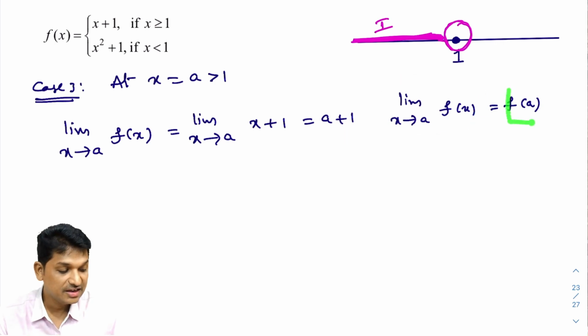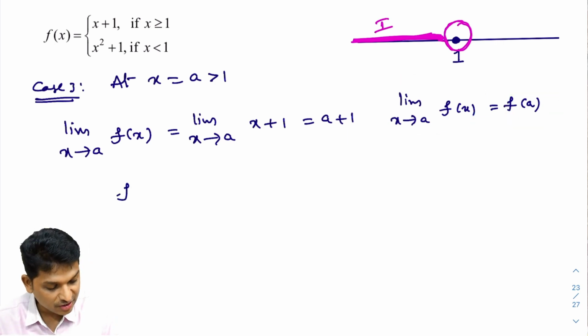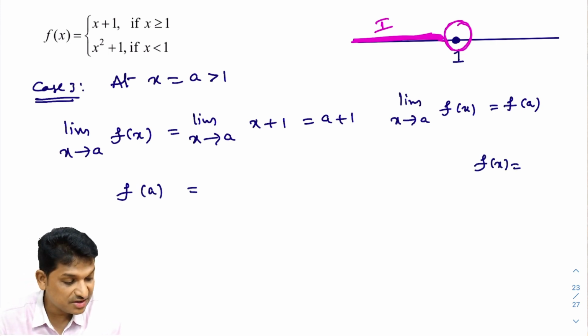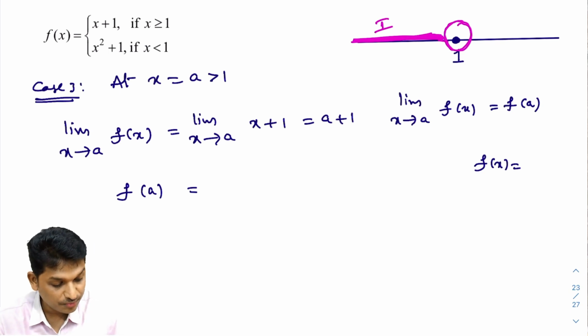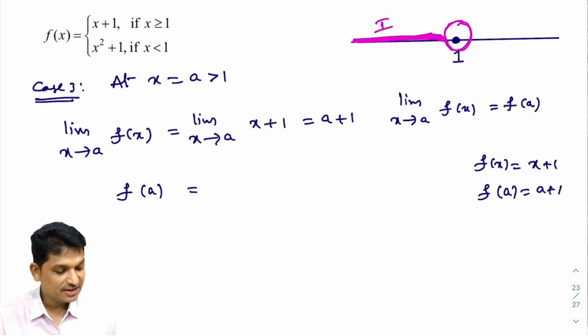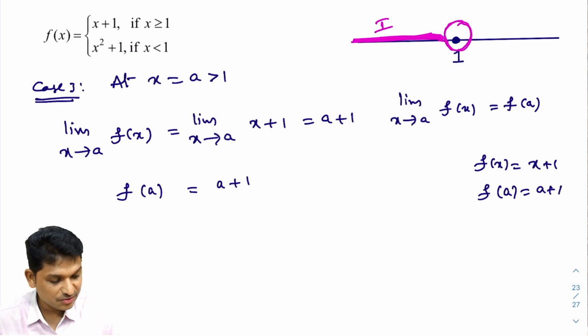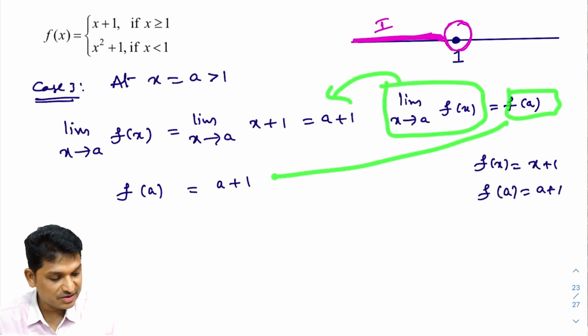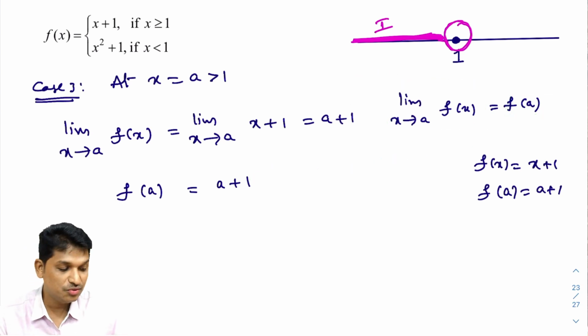Now I'll calculate f of a. To calculate f of a, do not confuse what is function you decide. What is a value? A value is greater than 1, which means we need to choose the first function. So f of x is x plus 1. What is f of a? F of a is a plus 1. I calculated this one, I got a plus 1. That means these two values are equal.